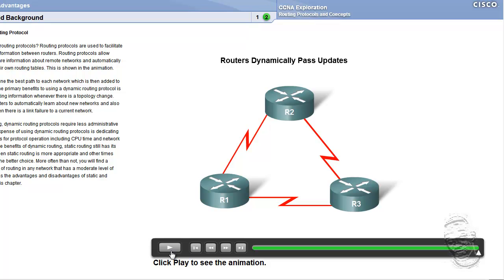Despite the benefits of dynamic routing, static routing still has its place. There are times when static routing is more appropriate and other times when dynamic routing is the better choice. More often than not, you will find a combination of both types of routing in any network that has a moderate level of complexity. We will discuss the advantages and disadvantages of static and dynamic routing later in this chapter.